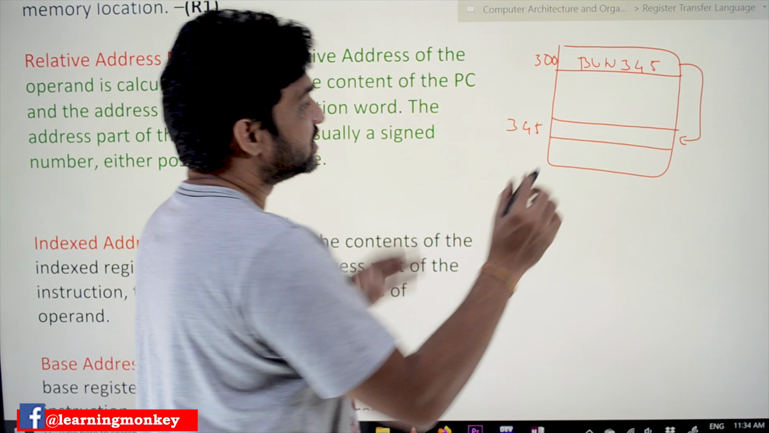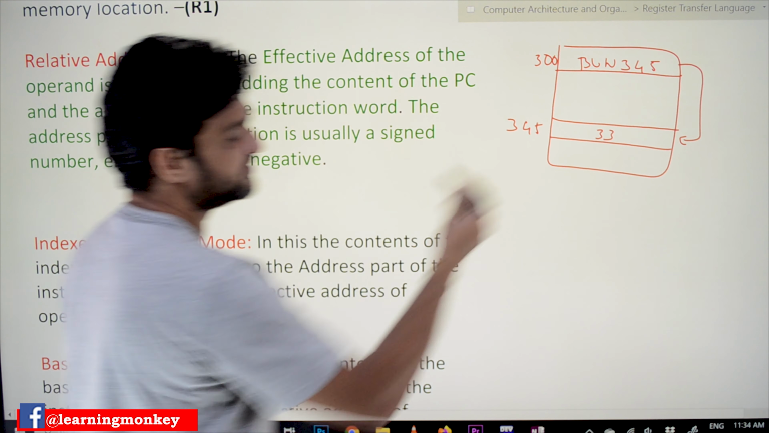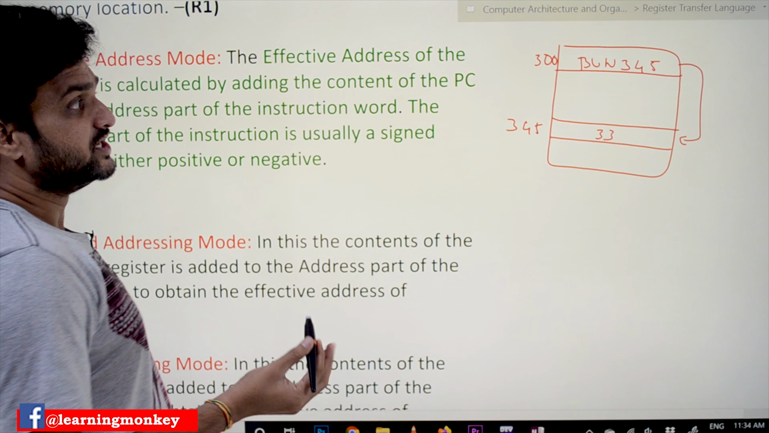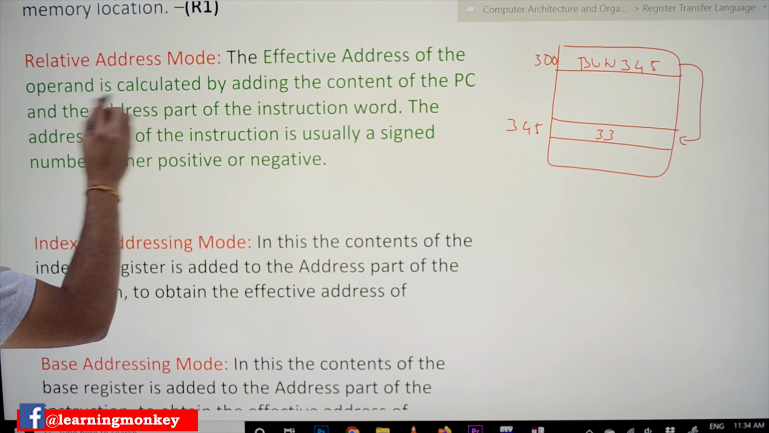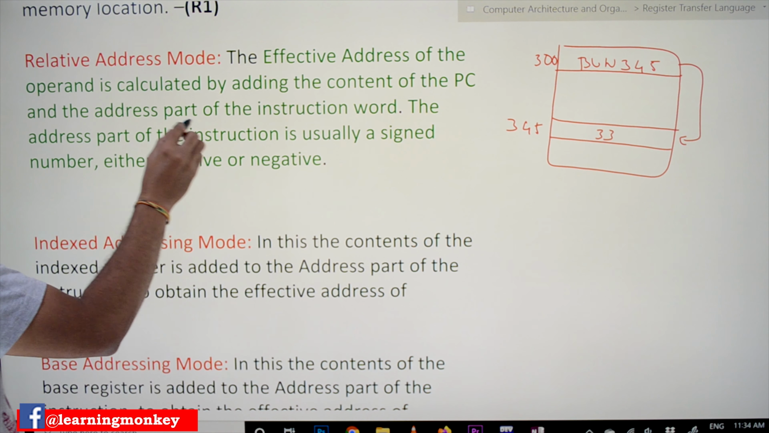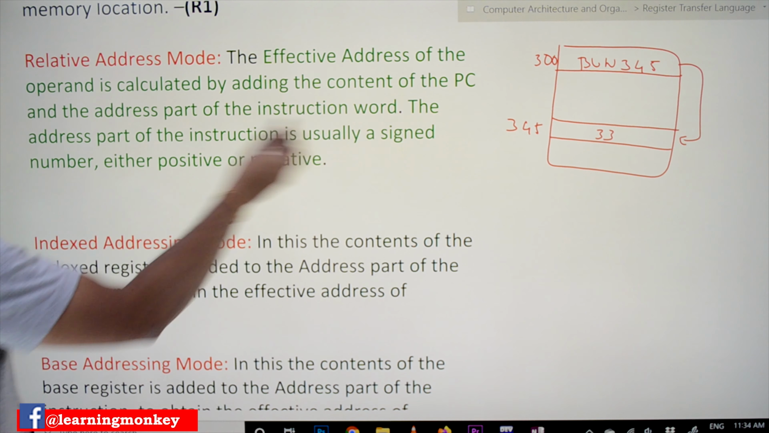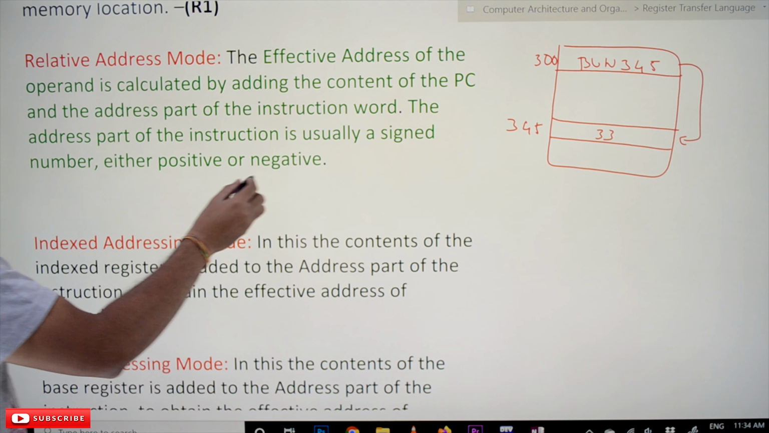Now the operand is present here. For example, it is 33. But what is this relative address mode? The effective address of the operand is calculated by adding the contents of the PC and the address part of the instruction word. The address part of the instruction is usually a signed number, either positive or negative.